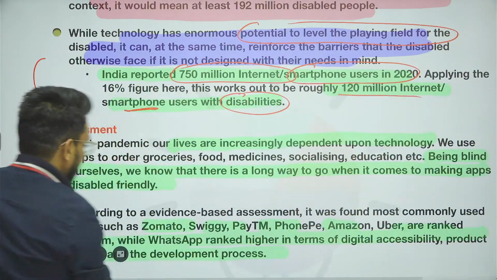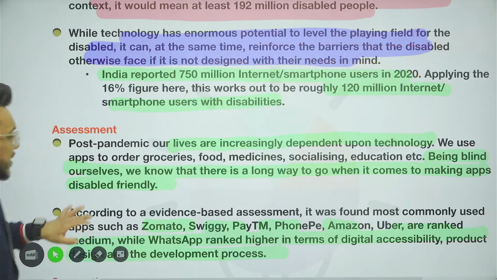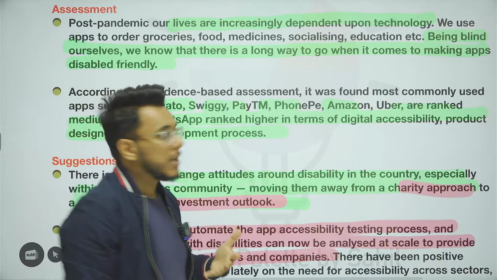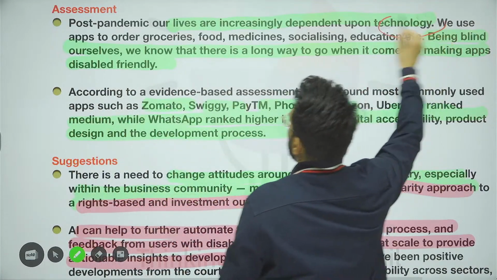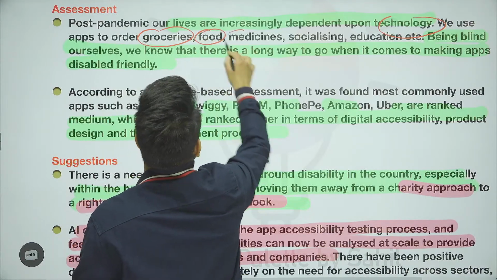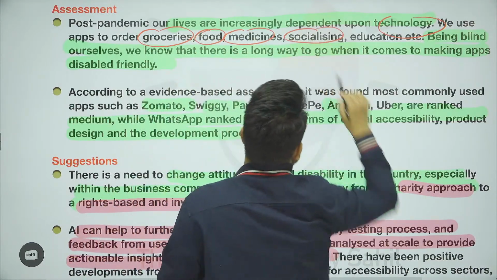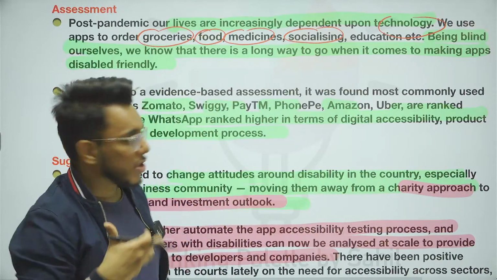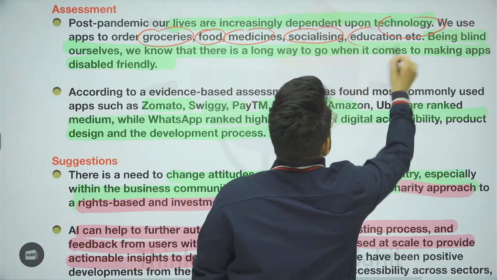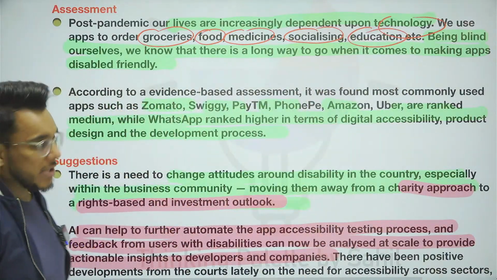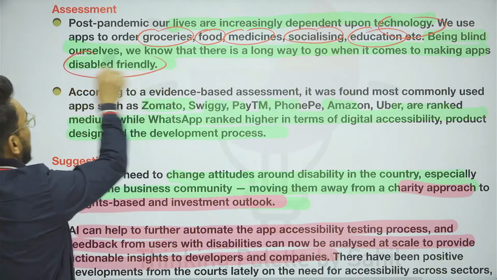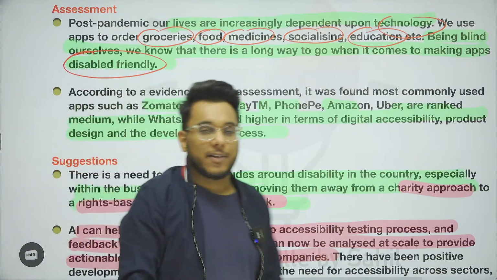Okay, now see this. After the pandemic, our lives have become too dependent on technology. We are using applications for ordering groceries, food, medicines, even for socializing. We use applications like Facebook, Twitter, Instagram. For education, we are using digital technologies and applications. But the point is, are these applications disabled-friendly?